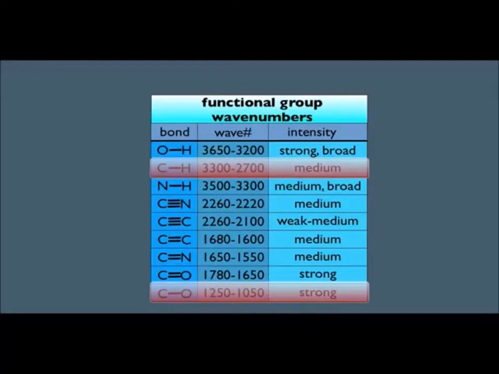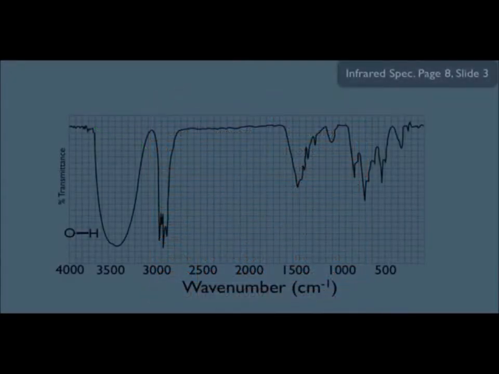However, while we're looking at this, let's talk about this OH bond. Notice its intensity. It's not only strong, but it's also considered broad. What does that mean? Well, this is the IR spectrum of a molecule that has an OH. We would see this band right here. Broad in this case means wide. Why does this band appear broad? Well, it's simply due to hydrogen bonding. And the more hydrogen bonding you have, the wider the intensity.